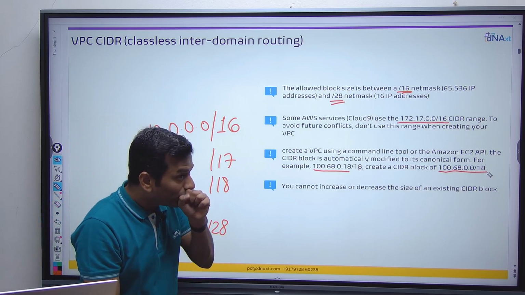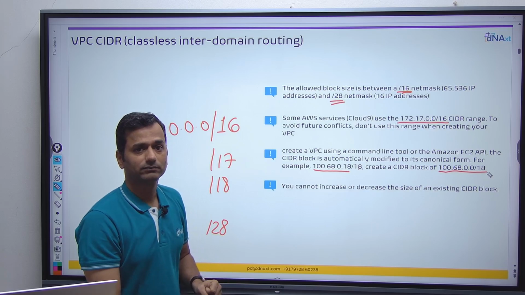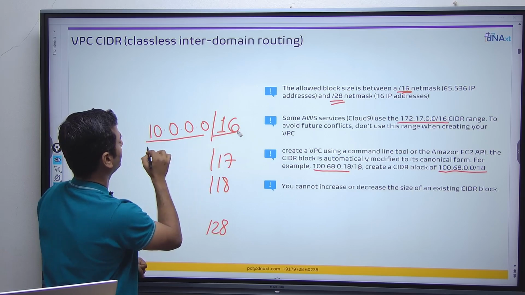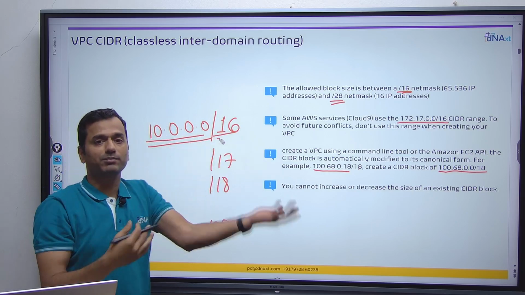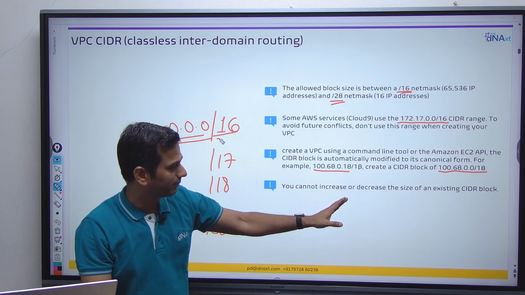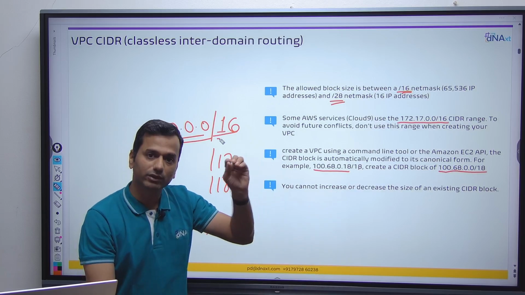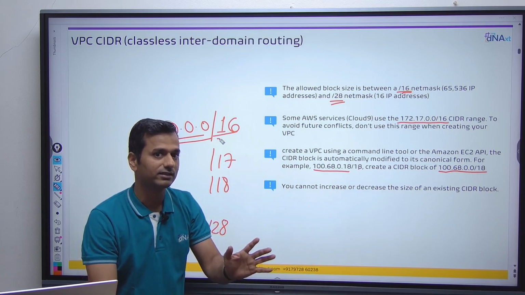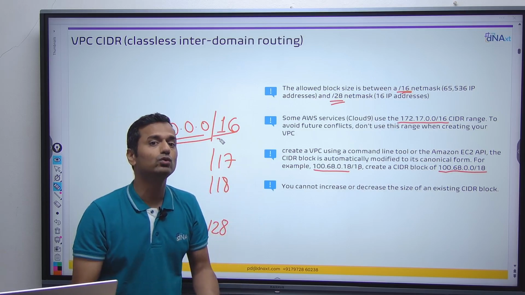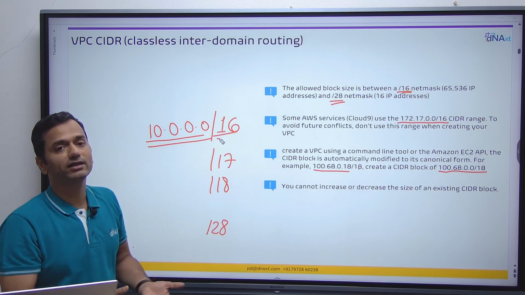Now, once you create a CIDR, for example 10.0.0.0/16, and later I realize, oh, I want to change the subnet mask. No, you cannot. Once you create a CIDR, you cannot increase or decrease the CIDR range. Clear? Yes, you have to create a new one and use it to create a subnet.